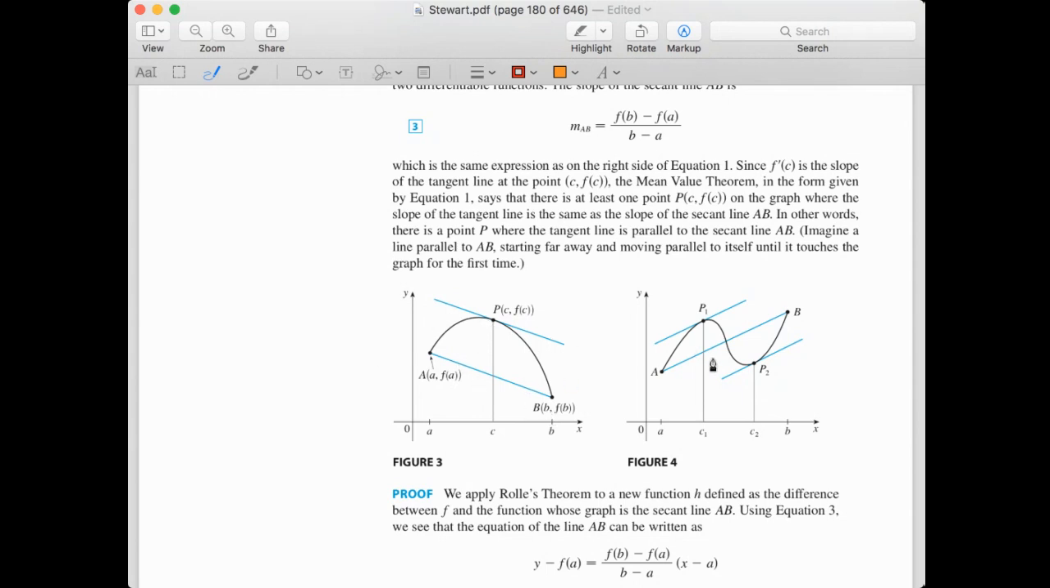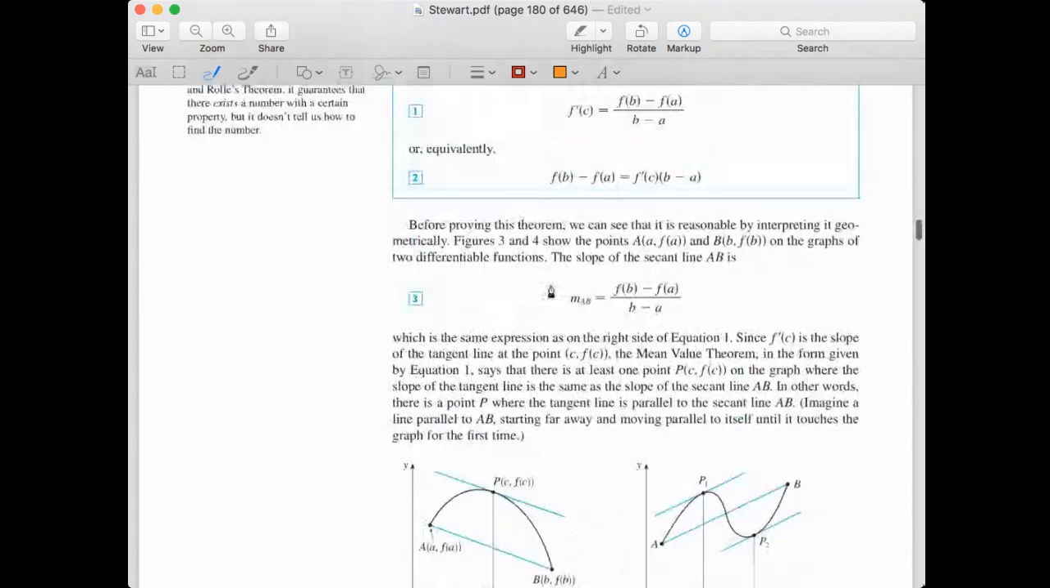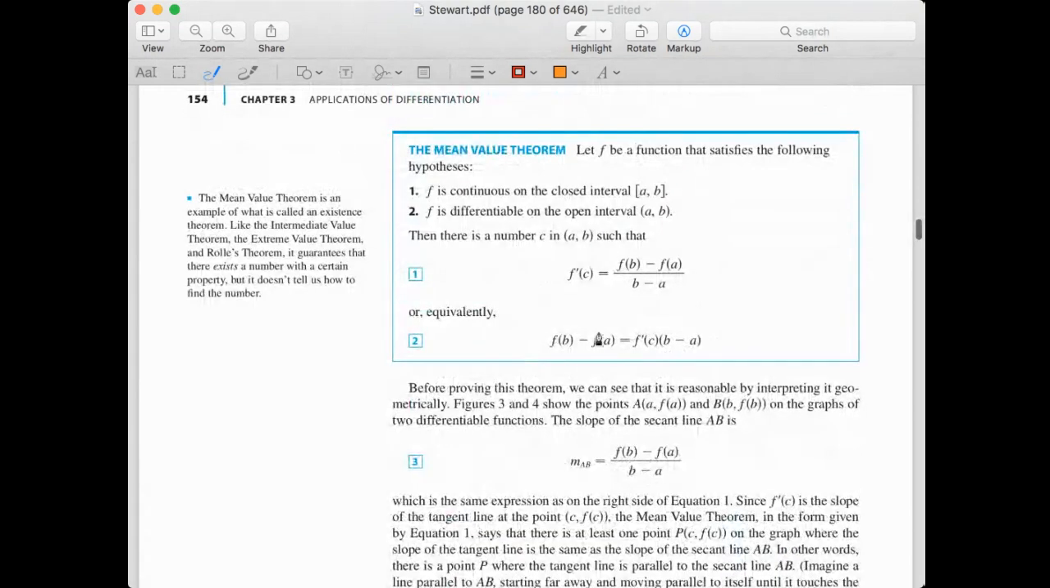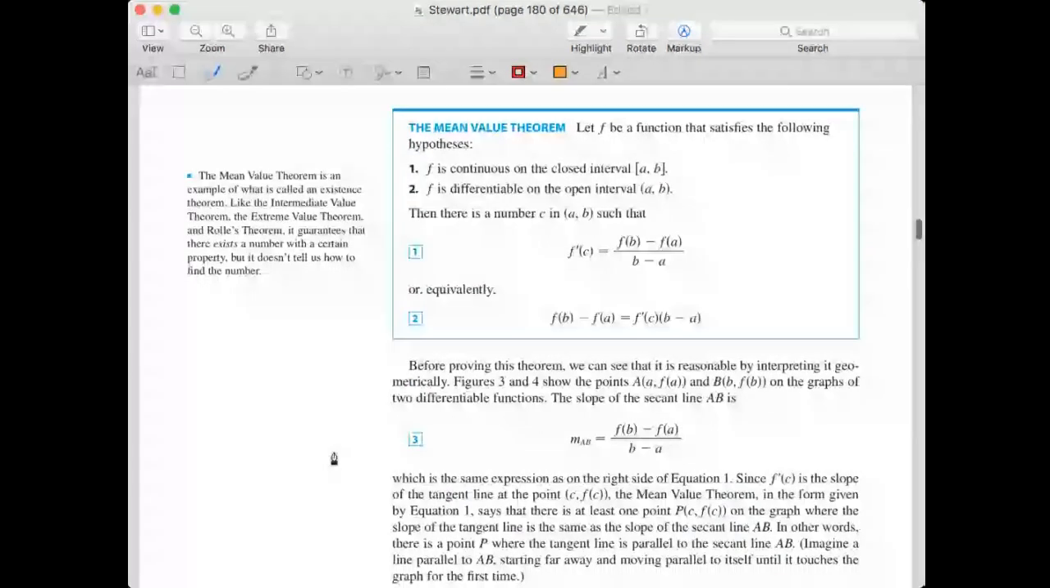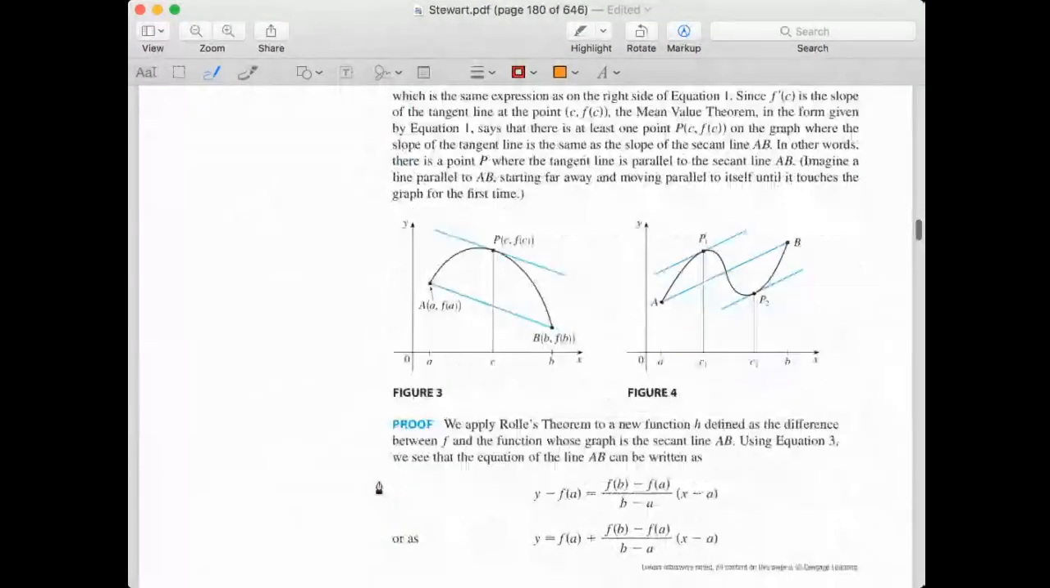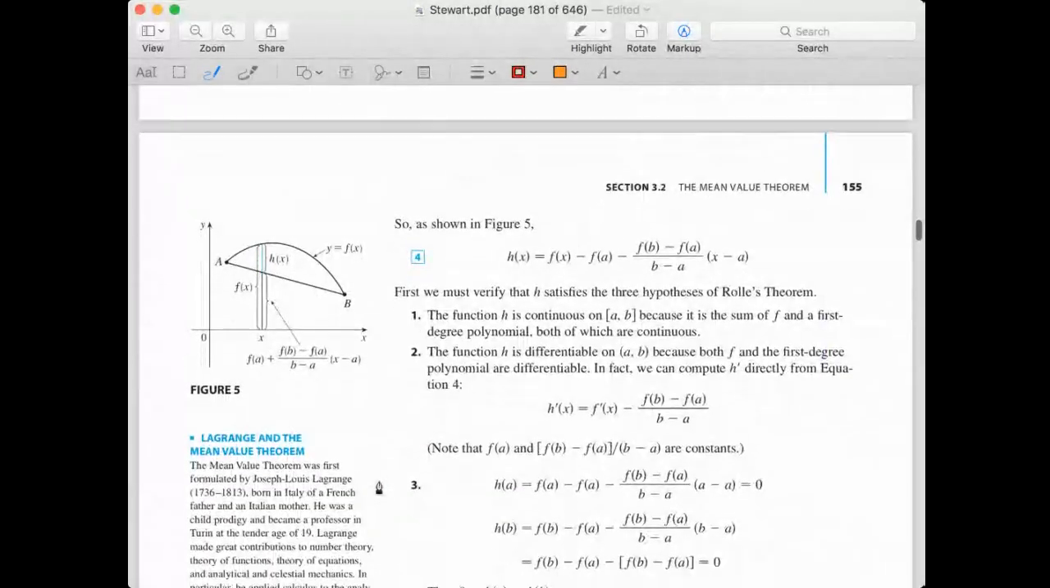That's the mean value theorem. Well, we can see this graph, figure 4, right? From a to b, we see the tangent line is parallel to this AB. So that's the mean value theorem. We don't need f of a equals f of b. Let's see how we use this.